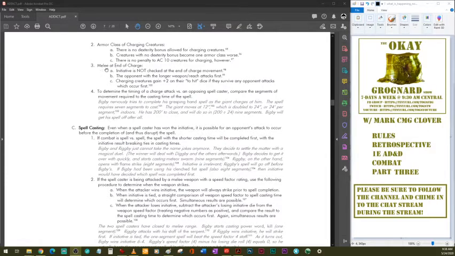Number 3. Melee at end of charge. Lowercase a. Initiative is not checked at the end of charge movement. Lowercase b. The opponent with the longer weapon, reach, attacks first. Lowercase c. Charging creatures gain +2 on their to hit dice if they survive any opponent attacks which occur first.